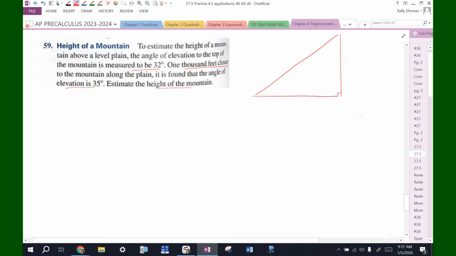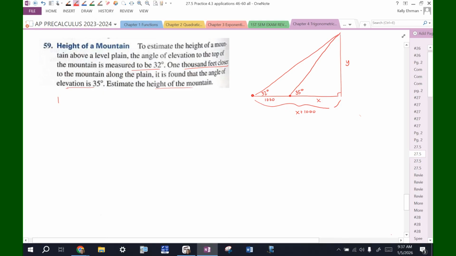So we don't know the height of the mountain, we'll call it y. We're sitting out here. Our first look is 32 degrees. Then we get 1,000 feet closer. And now the angle of elevation is a bit steeper. It's 35. We don't know how far that is from the base of the mountain. We know that this whole distance is x plus 1,000.